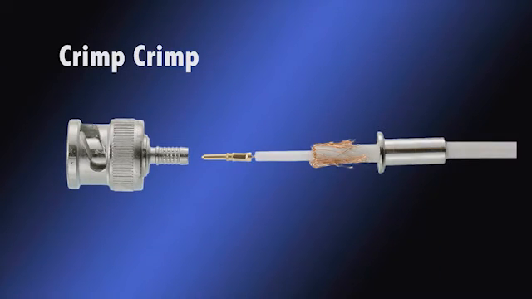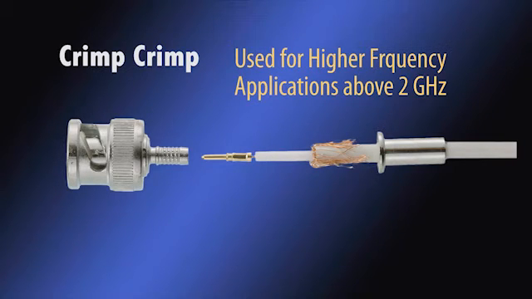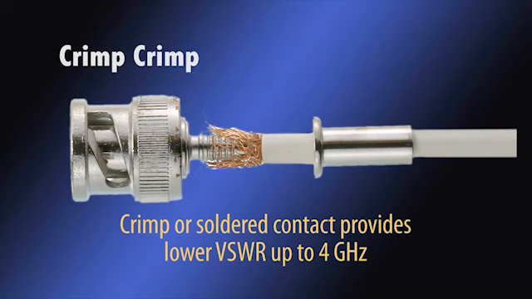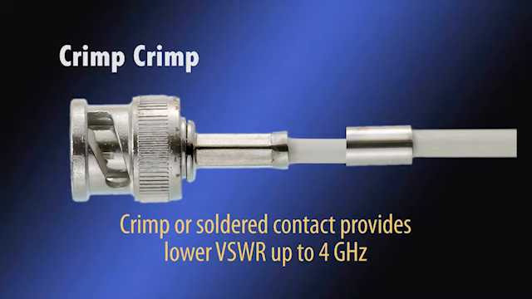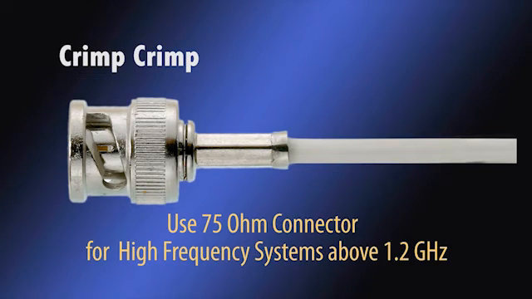I will now turn to the Crimp Crimp connector. This connector is generally used for higher frequency applications above 2 GHz, as the center contact is more closely dimensionally matched to the center conductor of the cable. This, combined with a crimped and or soldered center contact, provides a lower VSWR even at frequencies up to 4 GHz. This connector is also used for a cable with a more flexible stranded center conductor. Here, a 75 ohm connector should be used if system operating frequency is above 1.2 GHz.